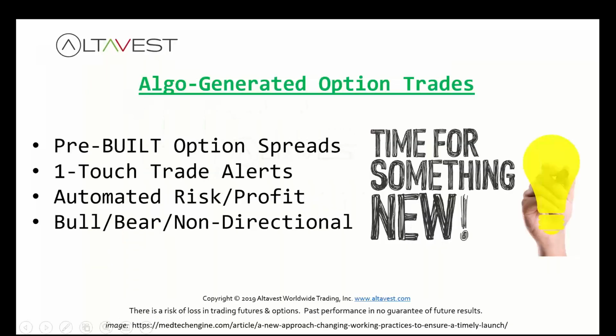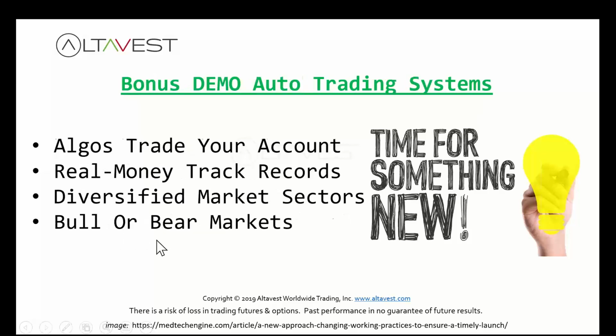So we're going to look at algo-generated options trades. These are pre-built spreads. We have one-touch trading alerts. If you don't know what I'm talking about, it's because you've probably never seen them before. It's proprietary to us. Automated risk and profit controls, bull markets, bear markets, non-directional markets. And then, of course, we'll have a demo of the algo trading. You can look at real money track records on these systems. You can diversify in various markets. And of course, markets move up and down, and the machines, the robots, the algos, whatever you want to call them, they don't really care.